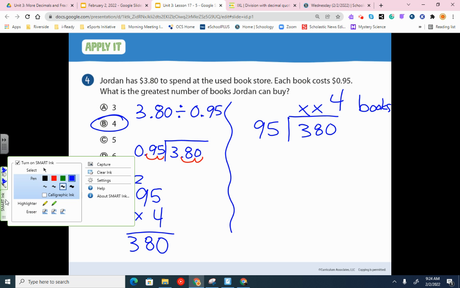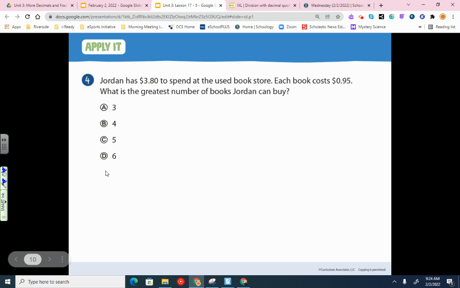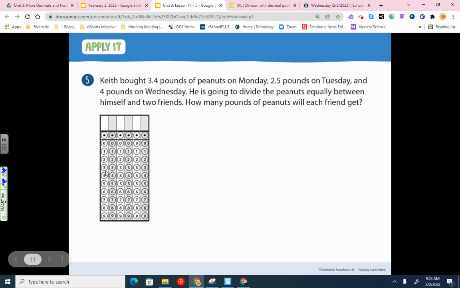All right, let's do a couple more. We're going to do 5. You can ignore this. This is kind of a waste of time. Keith bought 3 4/10 pounds of peanuts on Monday, 2 5/10 pounds on Tuesday, and 4 pounds on Wednesday. He's going to divide the peanuts equally between himself and 2 friends. How many pounds of peanuts will he get?